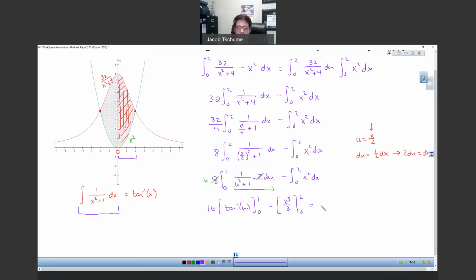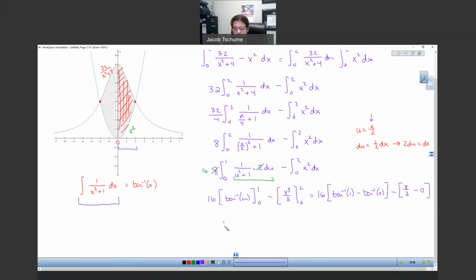So plug your values in. This would be 16 times the inverse tangent of 1 minus the inverse tangent of 0, minus, if you plug 2 into the second one, that's going to be 8/3 minus 0. All right, so let me scroll down a little bit. You need to know your inverse trig values.